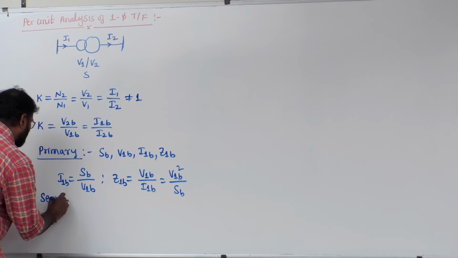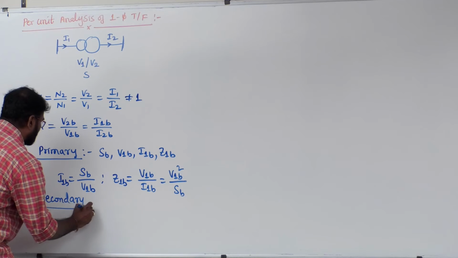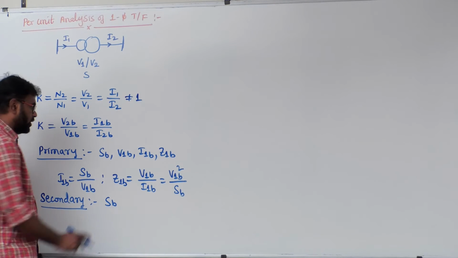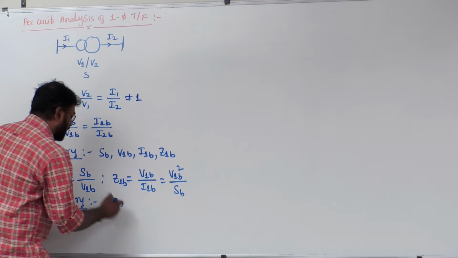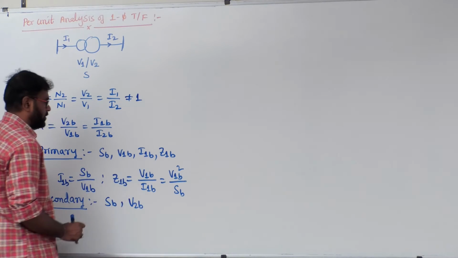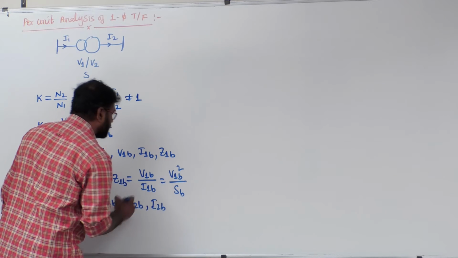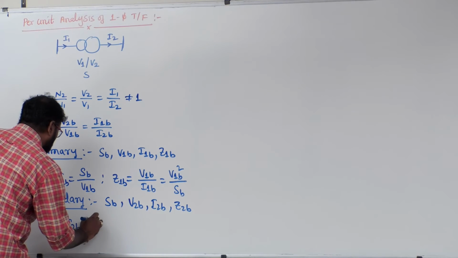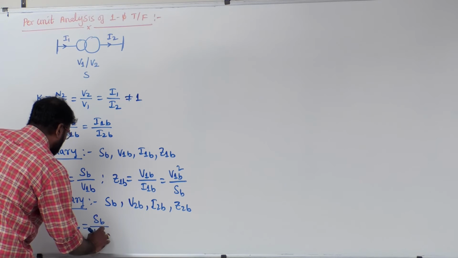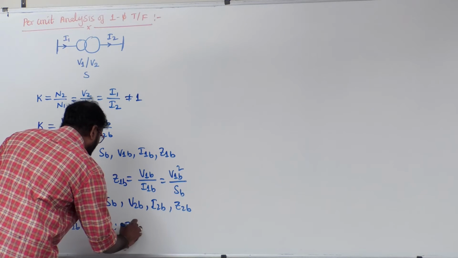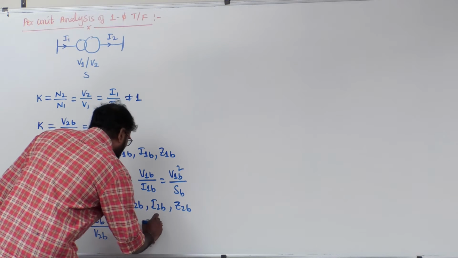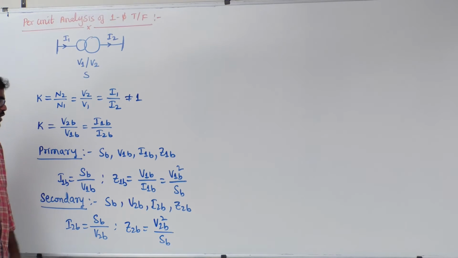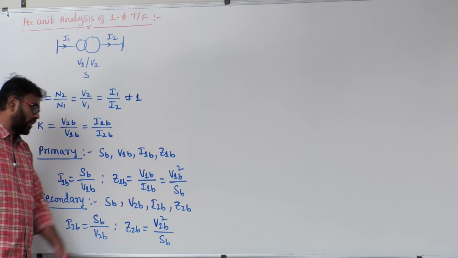Now what about the secondary side? The secondary side we can define the same way. S base is the same here and here. Then V2 base, then I2 base, then Z2 base. I am directly writing I2 base equal to S base by V2 base. Similarly, Z2 base equals V2 base by I2 base, which is nothing but V2 base whole square by S base.